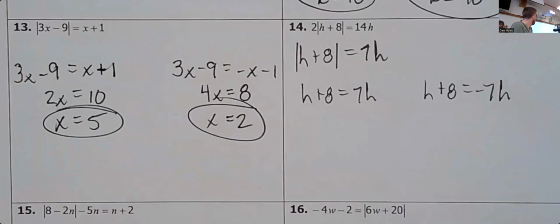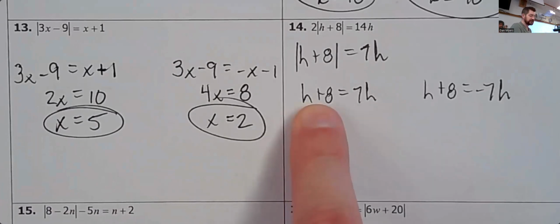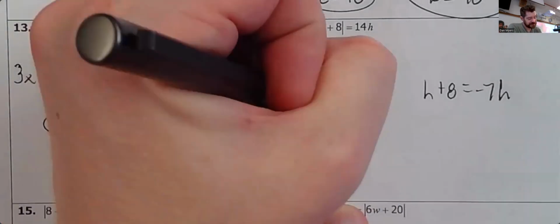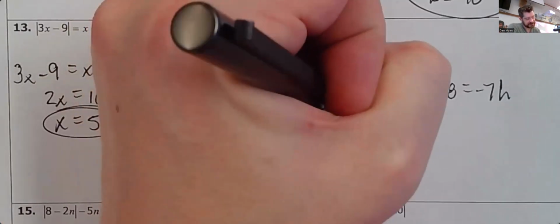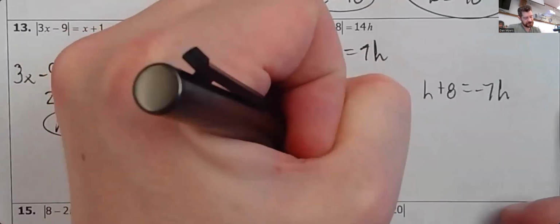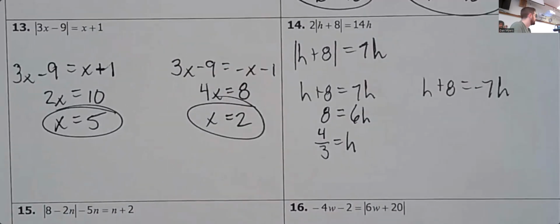All right, because we have a number and a variable over here, I'm just going to move all my variables to the right side this time. So if I subtract h from both sides, that'll give me 8 equals 7 minus 1 is 6, so that's 6h. Divide by 6, that would be 8 over 6, but those both reduce by a factor of 2, so that would be 4/3. So 4 over 3 equals h. That's one of them.